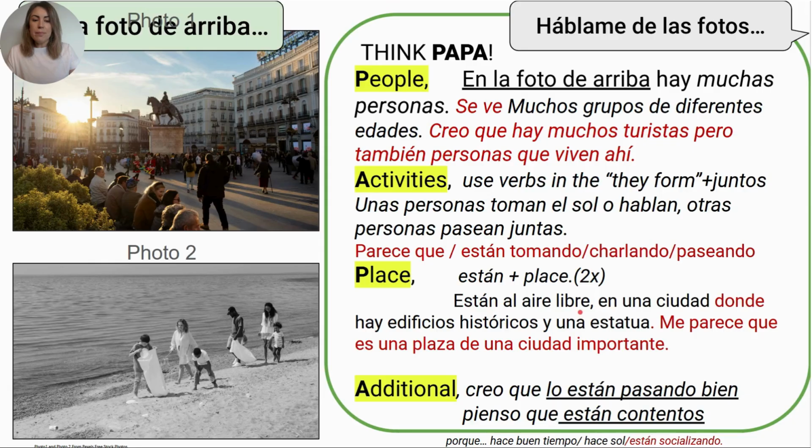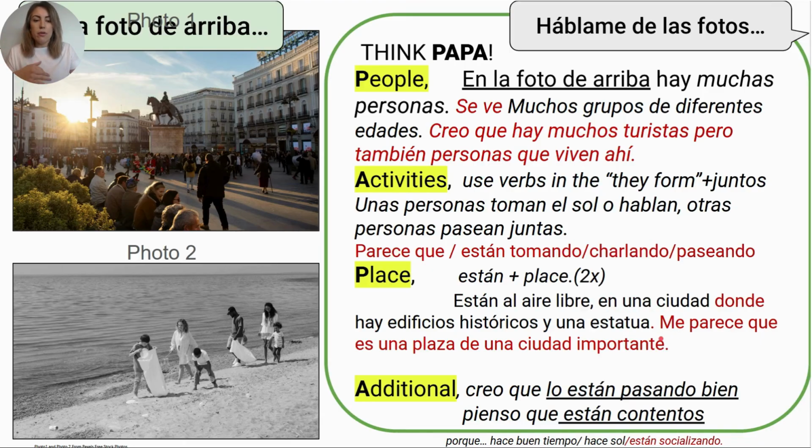Están al aire libre en una ciudad donde hay edificios históricos y una estatua. This donde is a linking word where that is linking 2 sentences together, and therefore it makes the text or what you're saying flow much better. So it is best to use if we can. And what we're saying is they are outdoors in a city where there are historic buildings and a statue, we can see. And that's 2 things for foundation, even 3.